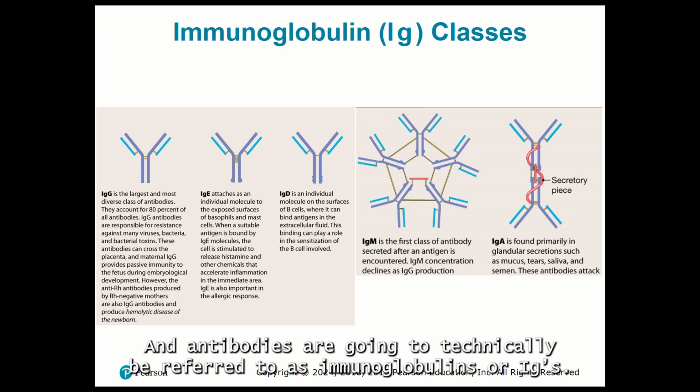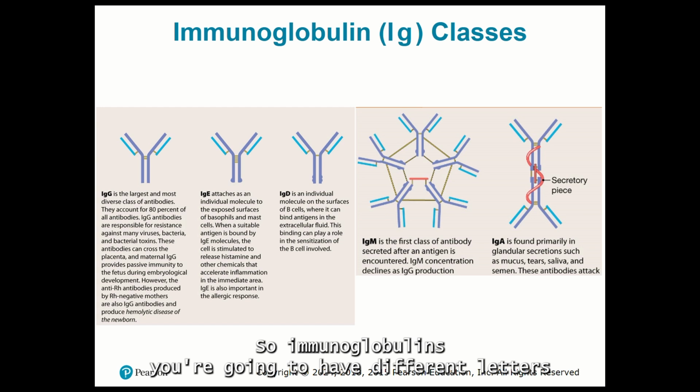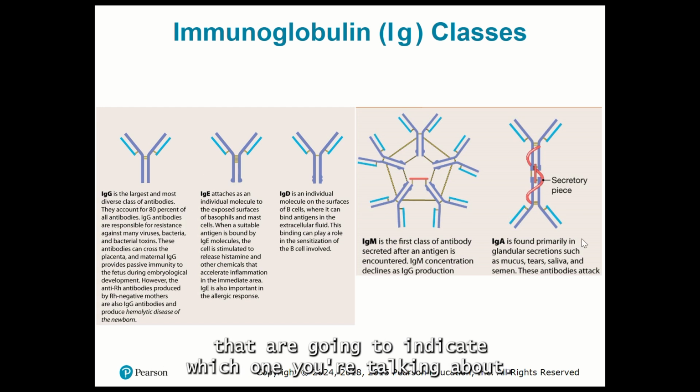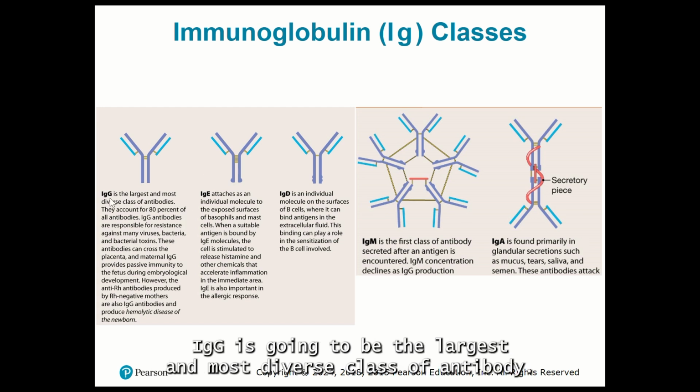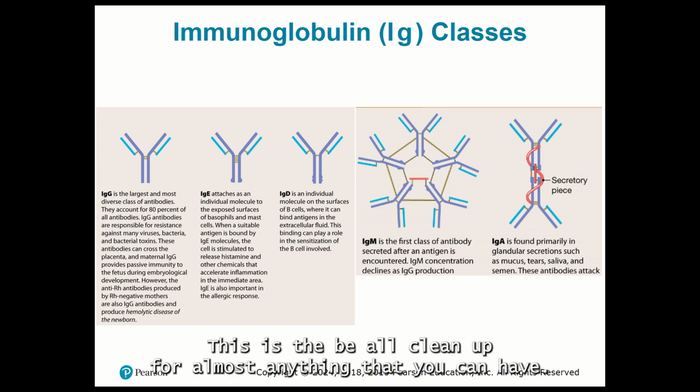Antibodies have 5 different classes that we're going to talk about, and antibodies are going to technically be referred to as immunoglobulins, or Igs. So immunoglobulins, you're going to have different letters that are going to indicate which one you're talking about. IgG is going to be the largest and most diverse class of antibodies. So 80% of the antibodies within your body are going to be IgG. This is the be-all cleanup for almost anything that you can have.